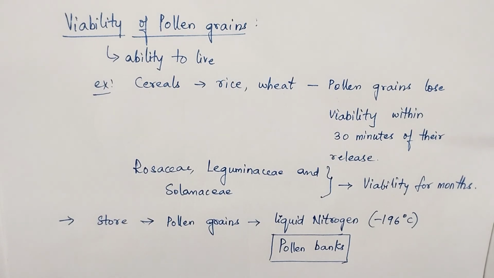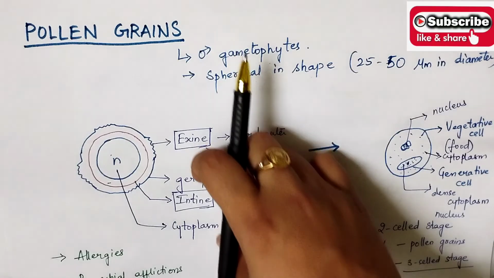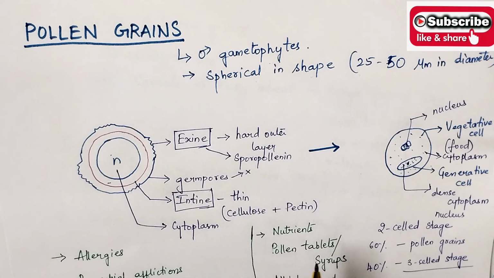Now this will help in crop breeding programs. This was about the structure of pollen grains and microsporogenesis as well. In the next class, we'll study megaspores and megasporogenesis. I hope you understood. Thank you.